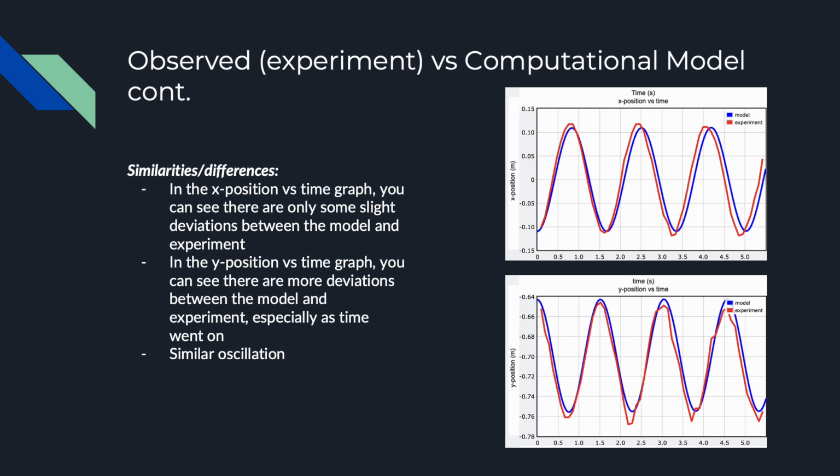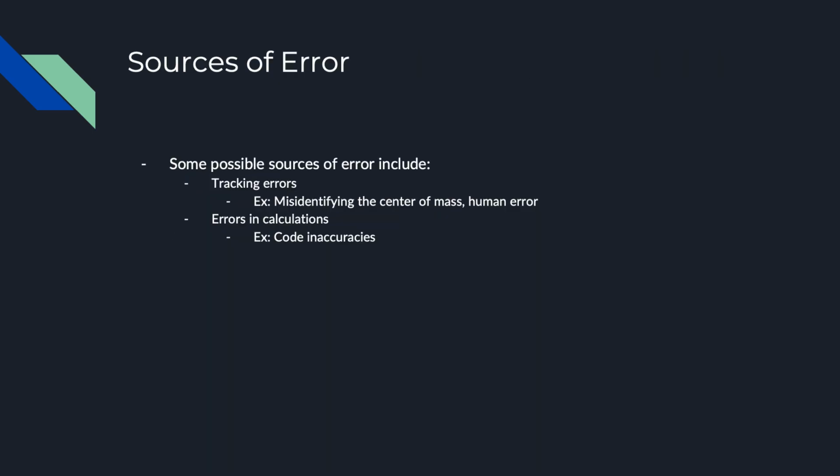In the Y position versus time graph, you can see there are more deviations between the model and experiment, especially as time went on in the end, and this is likely due to human error. Some possible sources of error include tracking errors. For example, misidentifying the center of mass. Another source of error could come from errors in calculations, such as inaccurate code.